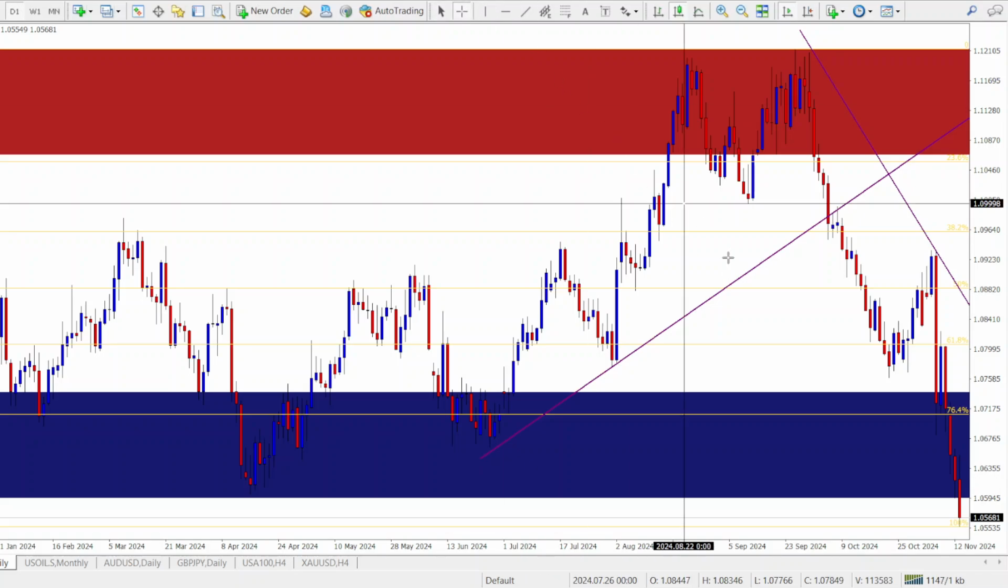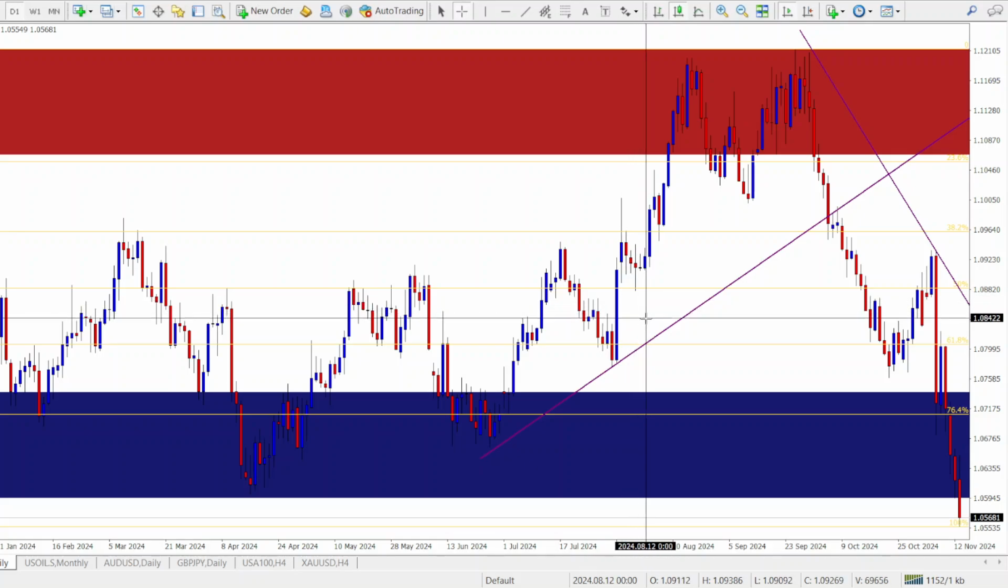So for example, if we had entered at this point, because at this point the bullish candle has already gone higher than the high of the previous candle, right? So this would have been a good place to enter a buy, and then a stop loss can be below this low, and then our take profit can be at the supply zone, right?